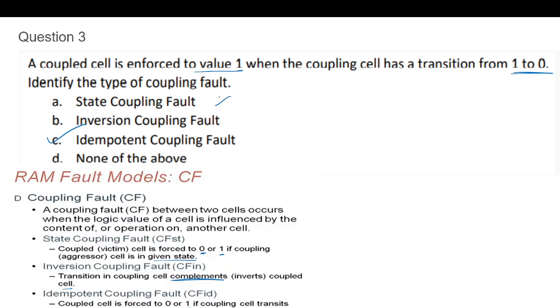So it's not the state coupling fault or the inversion coupling fault. That is, if we write a 1 to the cell and there is a transition from 1 to 0, option C is the correct answer.